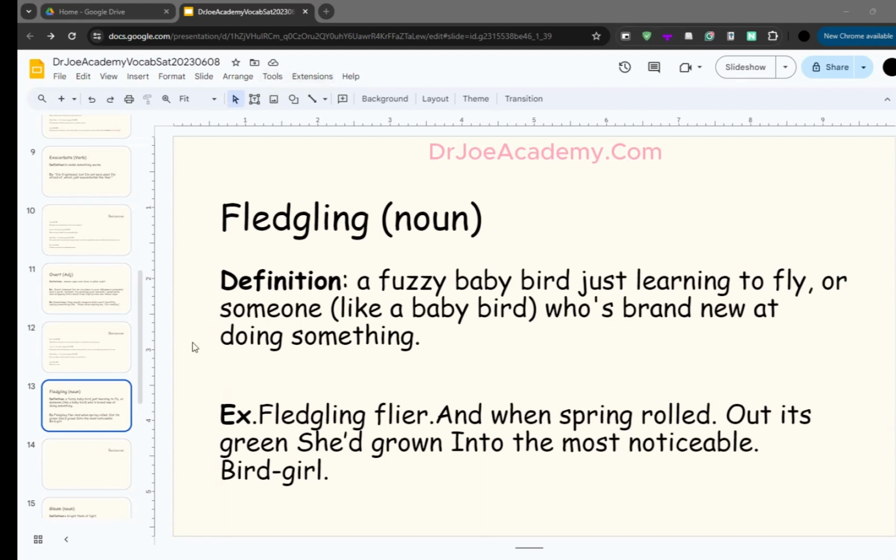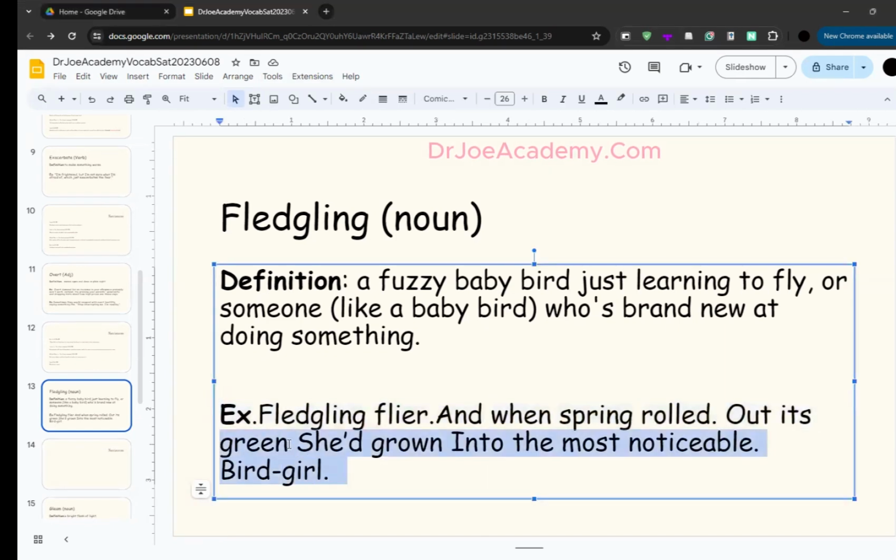Well done, Isaac. So this example here is a poem, so that's why it's kind of weirdly capitalized and the capitals are in weird places. But it's basically talking about a fledgling flyer. So that means a new baby bird learning to fly.